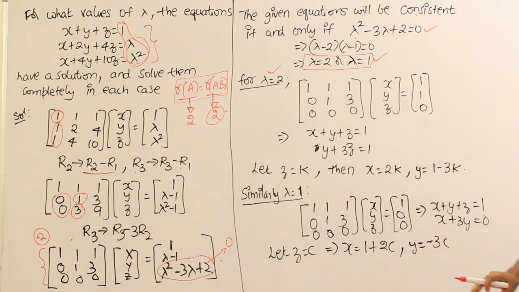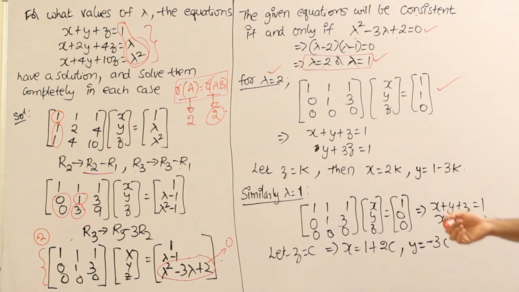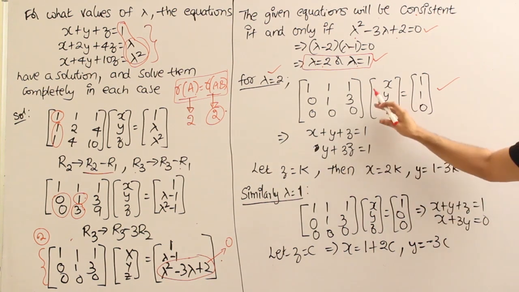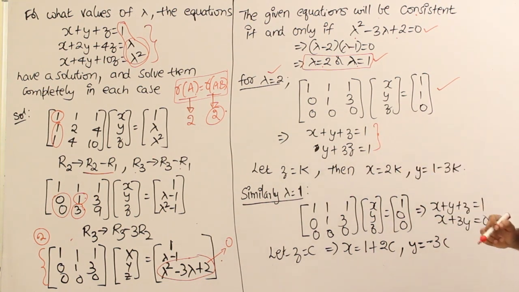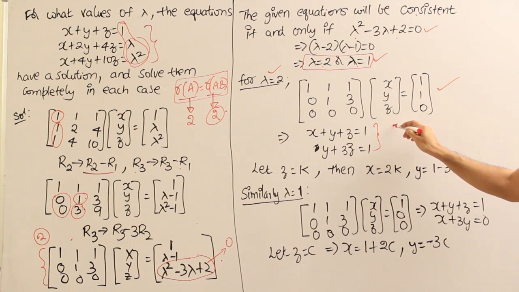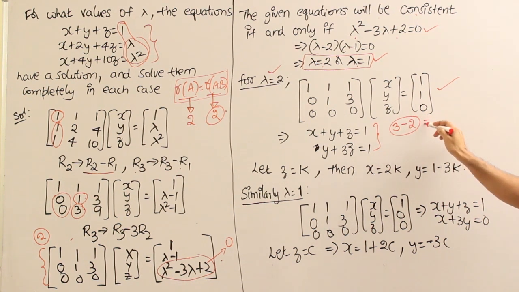Then I got this. And solving these equations is straightforward, you already know it. Convert them to equation form, and then I got these two equations. Now how many total unknowns are there? 3. And what is the rank of this AB? 2. Therefore 3 minus 2 equals 1.